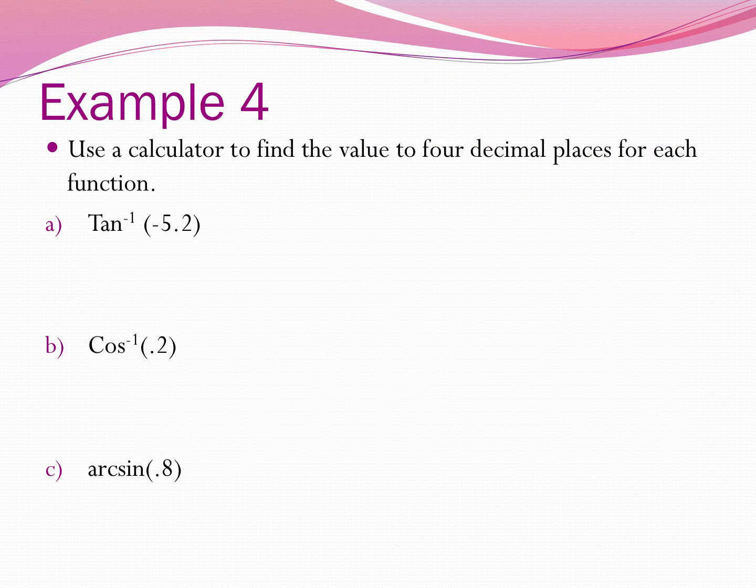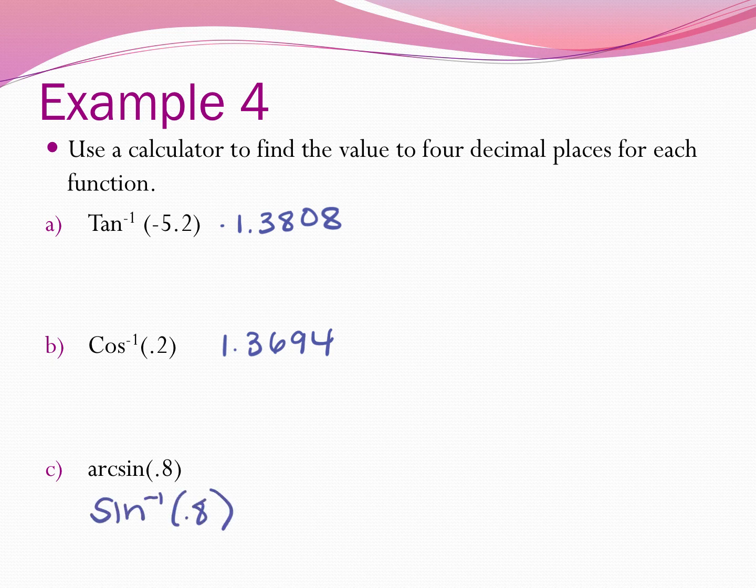All right, so use the calculator to find the 4 decimal places for each function. Second tangent, negative 5.2. You should get negative 1.3808. Second cosine 0.2. You should get 1.3694. Second sine, because that's the same thing as arc sine, 0.8. So this is the same thing as sine negative 1. 0.9273.